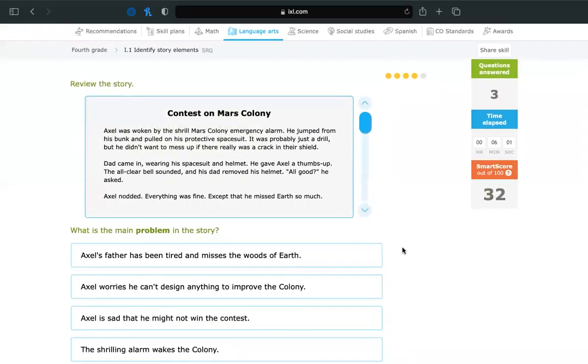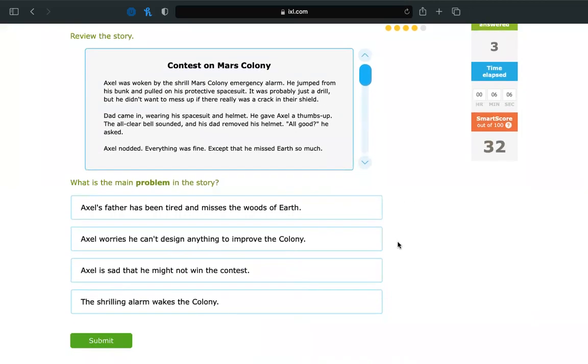All right, and the last question, what is the main problem in the story? Well, the main problem is that Axel is worried that he's not as creative as the other kids, right? He talks a lot about how he feels like the kids who are born on the colonies, who are colony natives, are really good with coming up with ideas and will be really helpful to the colony in the future. But he's worried that he really isn't that creative and that he left his creativity on Earth. So therefore, the answer would be the second one.